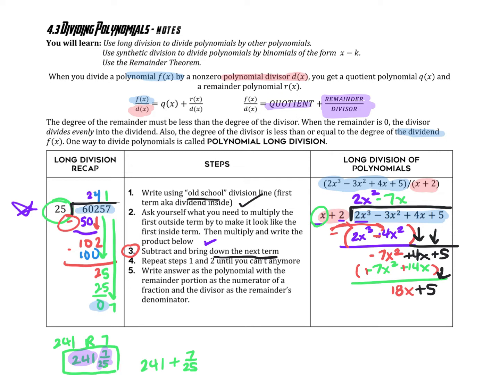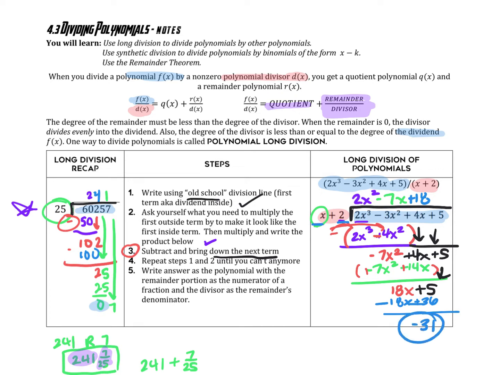How many times does x go into 18x, or what do I need to multiply x by to make it look like 18x? I need to multiply it by 18. That's going to give me 18x plus 36, because 18 times x, 18 times 2. And then I'm going to subtract. 18x minus 18x is 0. 5 minus 36 is going to be negative 31.